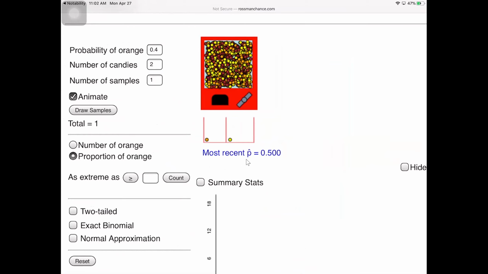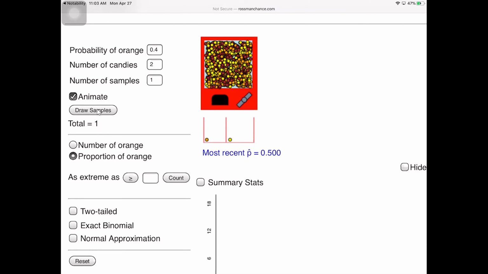The reason it says p-hat equal to 0.50 is that the characteristic we're looking for is that the candy has to be orange, and then you divide by however many total candies we selected. Since we have 1 orange and we selected 2 candies, it's 1 divided by 2, which is 50%. Everybody kind of good with that first simulation?